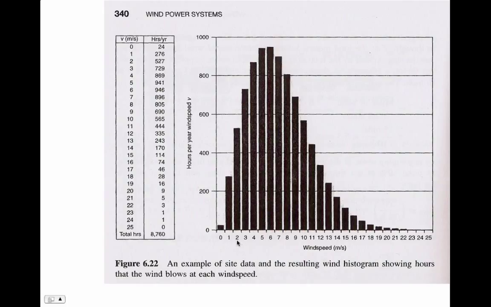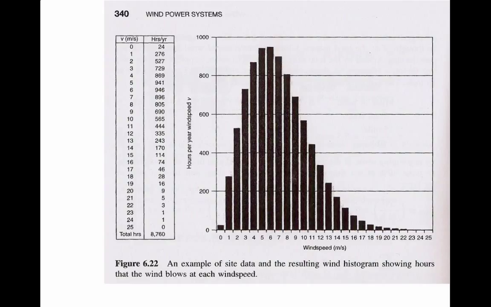And if you look at this, it's an interesting graph. What it shows is the number of hours in the year that different wind speeds occur. So this shows that the wind speed is 0 for only 24 hours a year. It's 1 mile per hour for 276 hours of the year. Let's go down here. For 10 meters per second, it's 565 hours of the year.